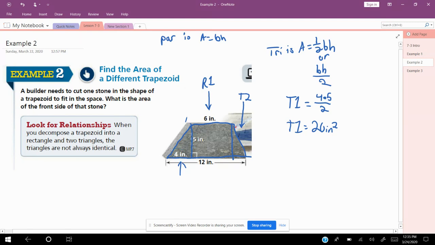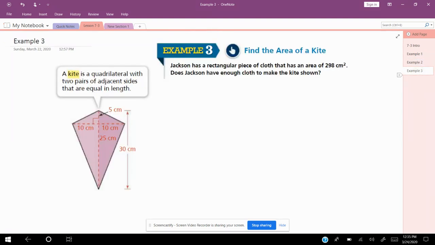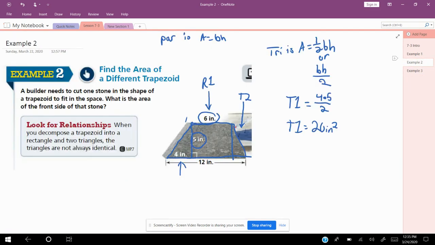Now I need to figure out this rectangle. If I see the rectangle, I see the top of it, the base is 6, and the height is 5. So I'm going to say, sorry about that. Let me switch to red.